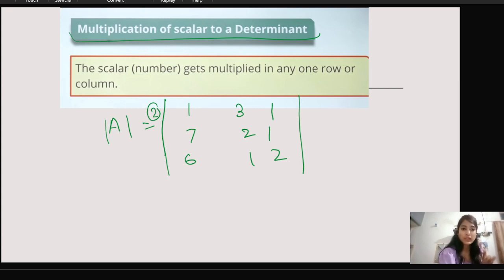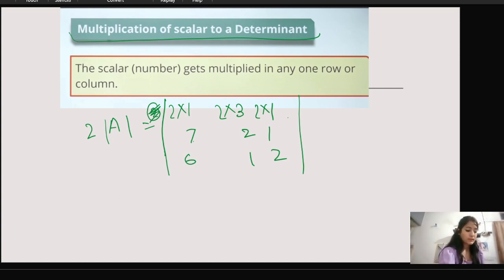In matrices we have learned that we have to multiply with each element of the matrix, right? But in the determinant case, we have to multiply with the row only or the column only. Suppose we want to multiply by 2 here, so this 2 will come here and multiply with this row, or any row or any column.